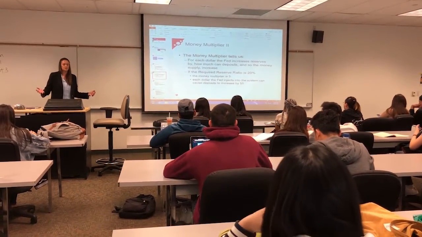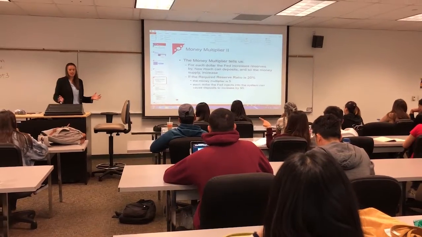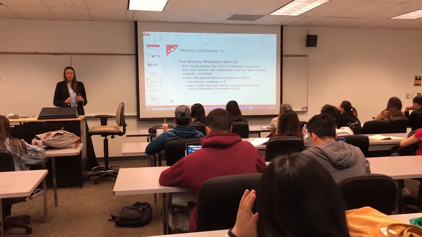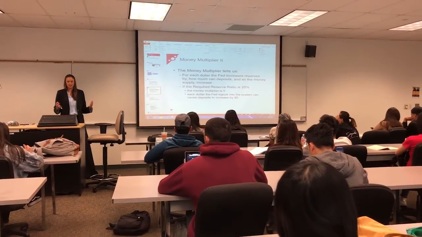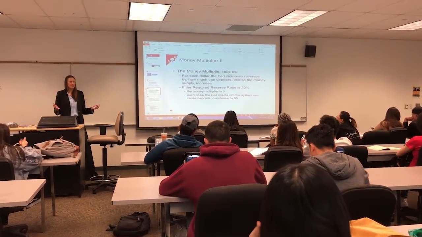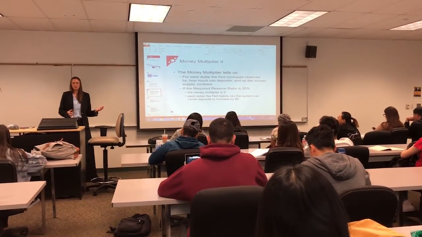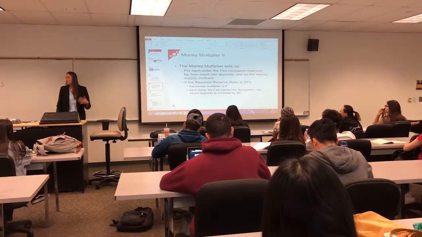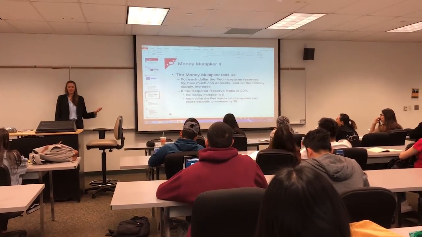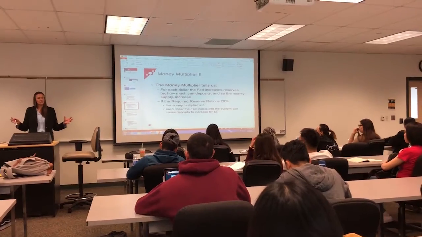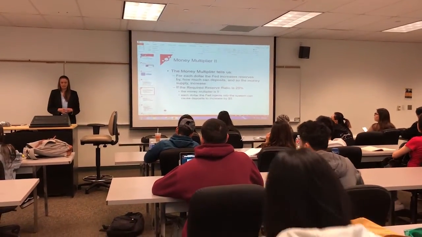So what does the money multiplier tell us? For each dollar the Fed increases reserves, deposits increase by a multiple, depending on how many deposits we keep in the bank. So the money supply can increase and the Fed can control that. So if the reserve ratio is 20%, then the money multiplier is 5. That means the Fed controls the ability to multiply money in terms of money that banks can lend out.